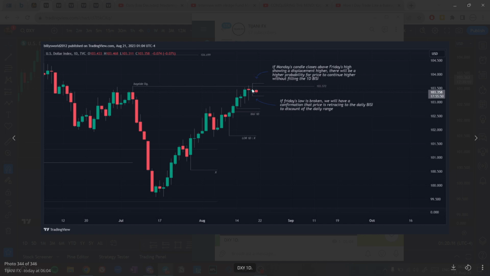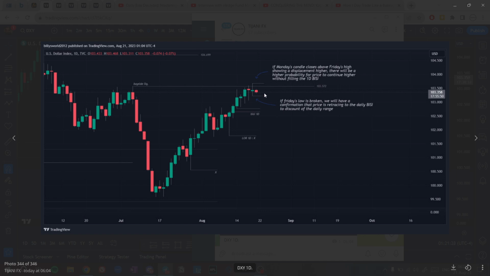But if price checks Monday's high, I'm expecting this scenario: price is going to drop lower to fill this BC on the daily time frame before going higher. But if price checks Monday's high, checks Friday's high, showing a displacement higher, there will be a higher probability, I'm repeating, a higher probability that price is not going to fill the daily BC and will just continue higher to the next target.